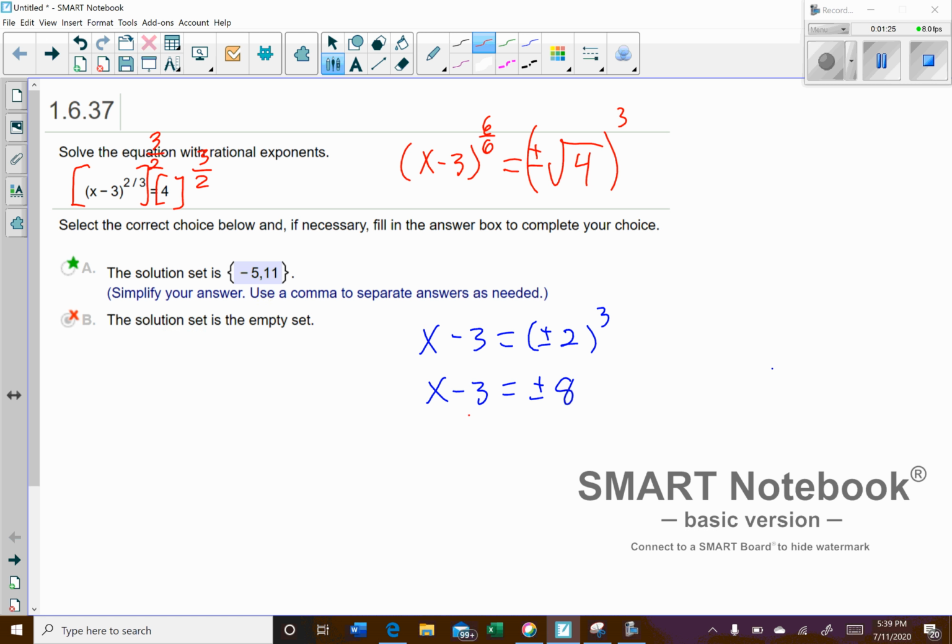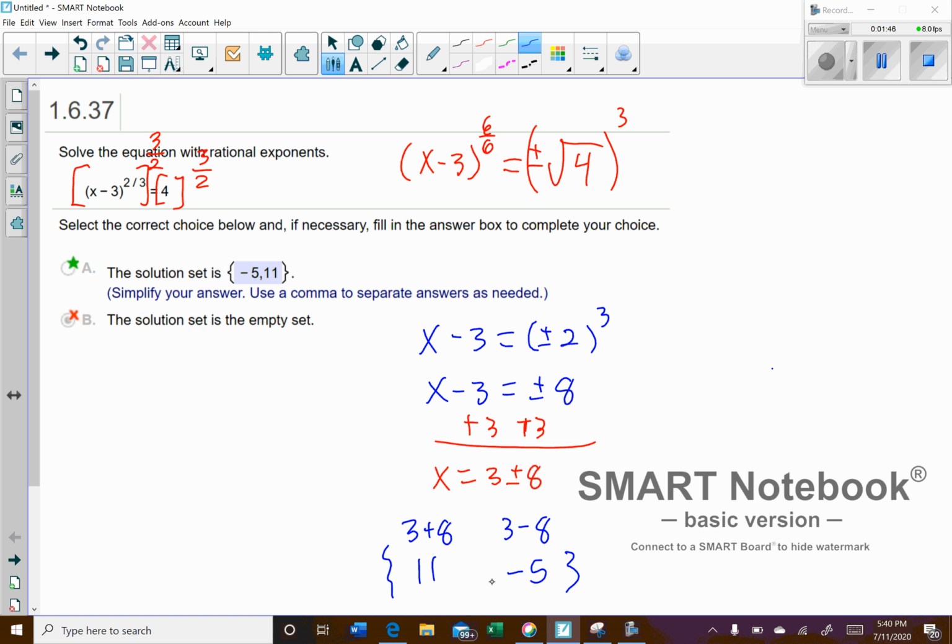Then we'll go ahead and add 3 to both sides. And so we'll get x equals 3 plus or minus 8. So you want to look at it both ways, as plus and as minus. So 3 plus 8 is 11. 3 minus 8 is negative 5. And there are your two answers.